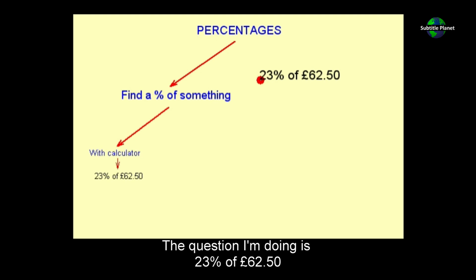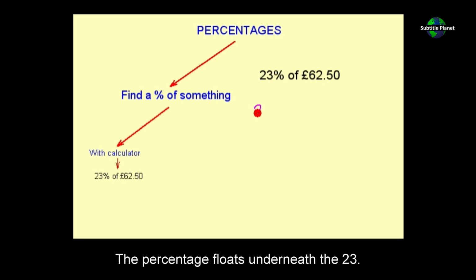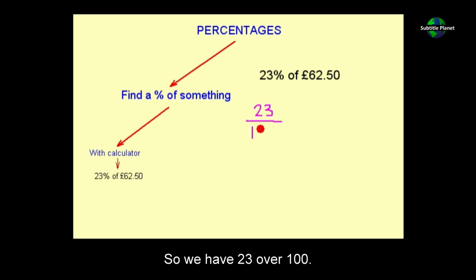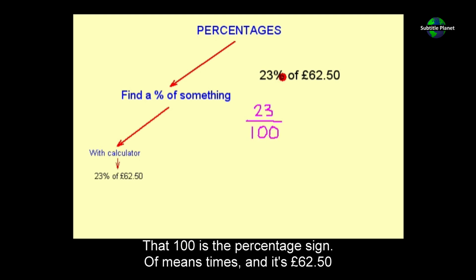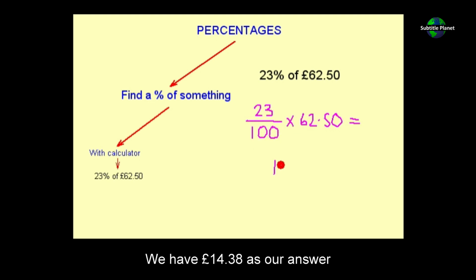The question I'm going to do for you is 23% of £62.50. Remember, you will have a calculator for this. The percentage floats underneath the 23, so we have 23 over 100, and that 100 is the percentage sign. Of means times, and it's £62.50. Type this into your calculator, 23 divided by 100 times £62.50, and we have £14.38 as our answer.